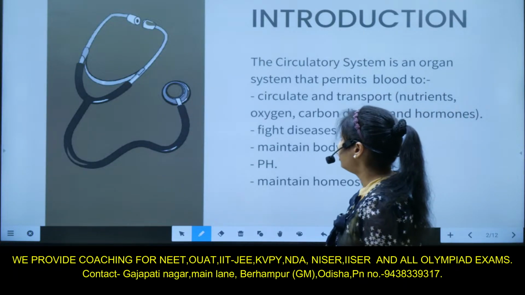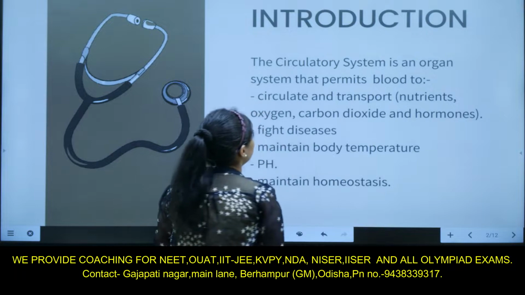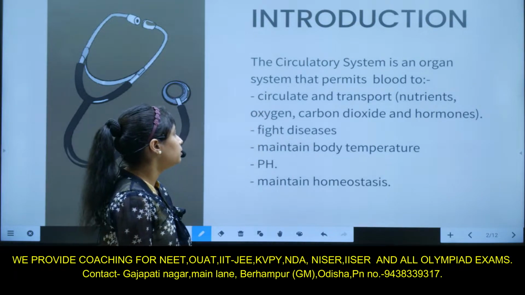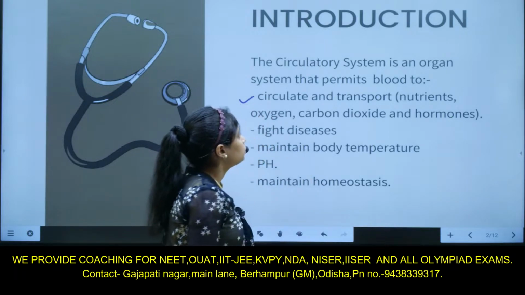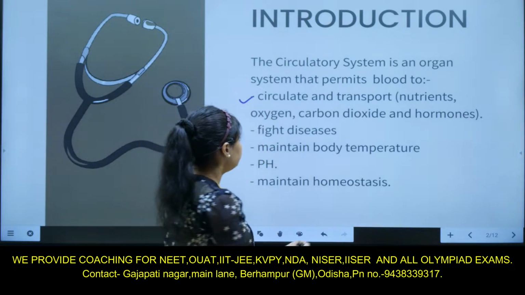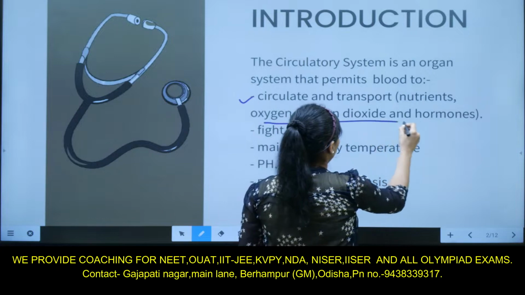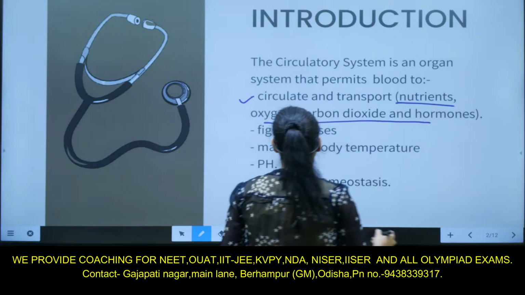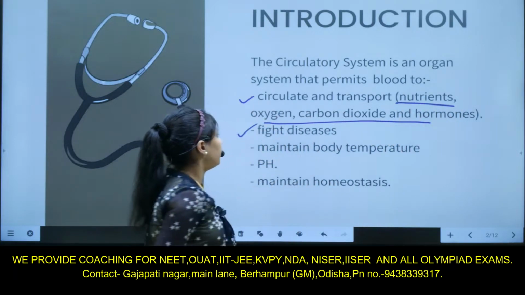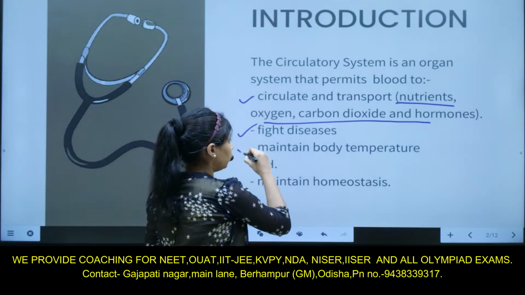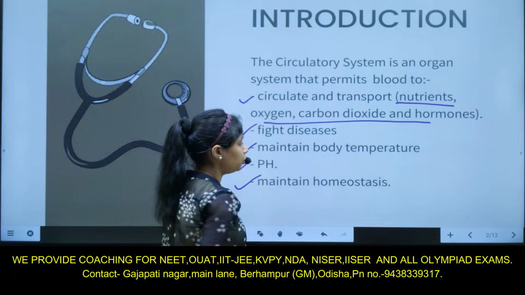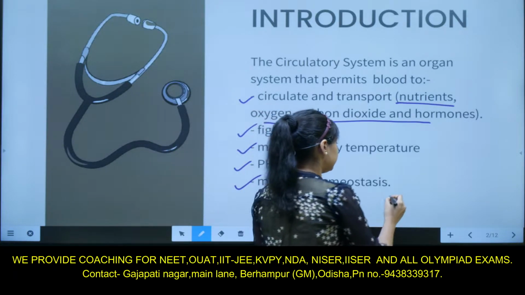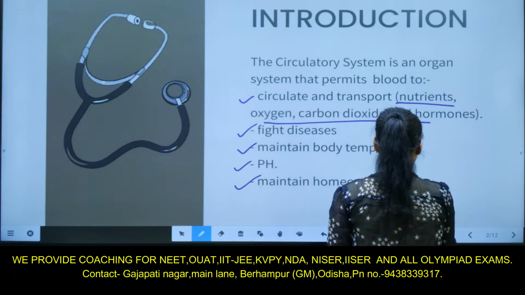So what is the circulatory system? The circulatory system is an organ system that permits blood to circulate and transport nutrients, oxygen, carbon dioxide and hormones. It also helps to fight disease, maintain body temperature, maintain pH and maintain homeostasis. Homeostasis means to maintain the body balance.